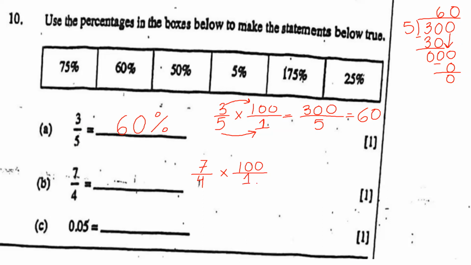So what do we do? We multiply the 7 by the 100. It's going to be what? 700, all over. Multiply the 4 by the 1. What is 4 times 1? 4 times 1 is 4. Next, we divide 700 by 4. What is 700 divided by 4? Let's do it. 4 into 700.